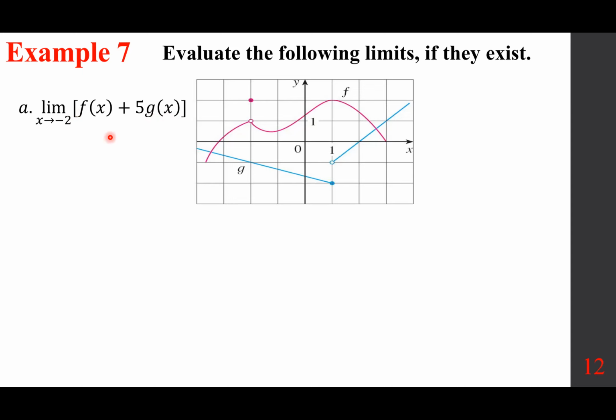So let's cut them into two pieces. That's really the concept known as limit laws. So this one plus this one, and the 5 comes out. So the first thing is we use what is known as the limit laws: the limit of f of x as x approaches -2, plus 5 times the limit of g of x as x approaches -2.